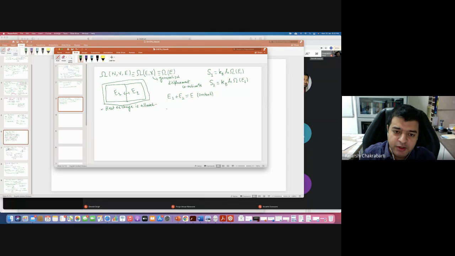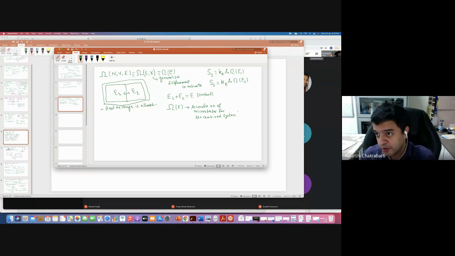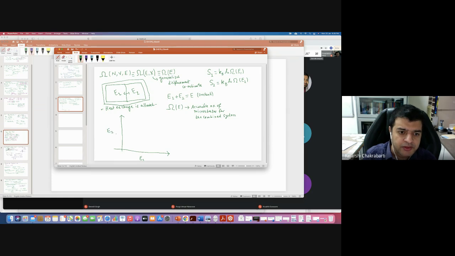Now I ask a question. Then what will be the number of accessible microstates for the combined system? This is the question I'm asking, and we'll see how to get it. So let us try to do it. How to do it? I draw a picture. Drawing is not very good here. So this is the E1 axis. This is the E2 axis. Fine.